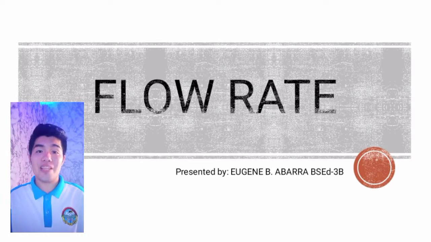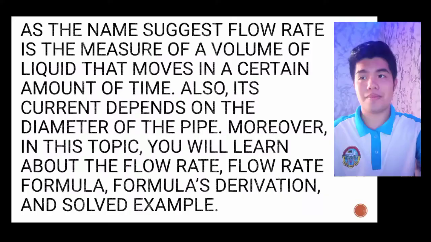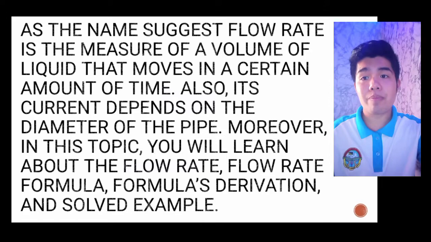But first, let me define what flow rate is. As the name suggests, flow rate is the measure of a volume of liquid that moves in a certain amount of time. Also, its current depends on the diameter of the pipe. Moreover, in this topic, you will learn about the flow rate formula, the formula's derivation, and a solved example.